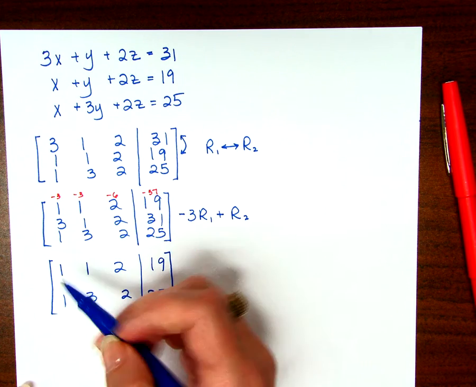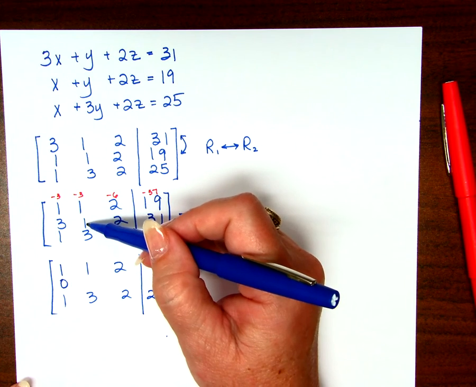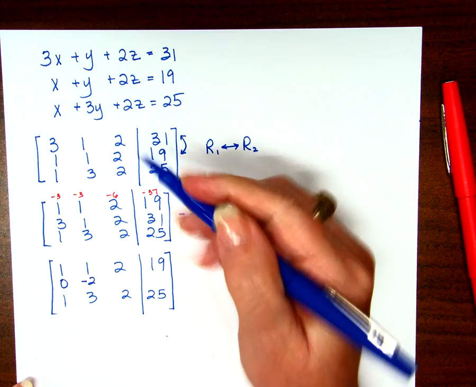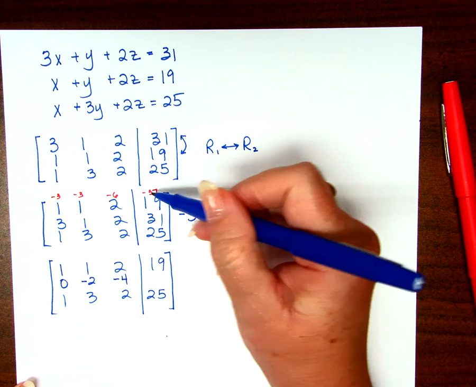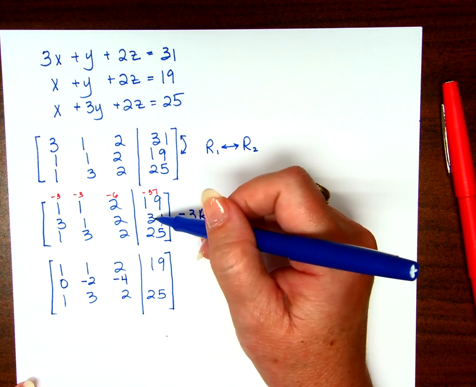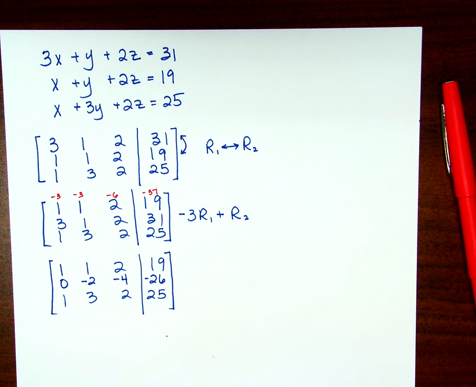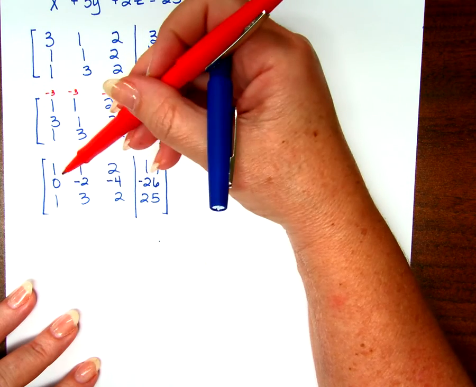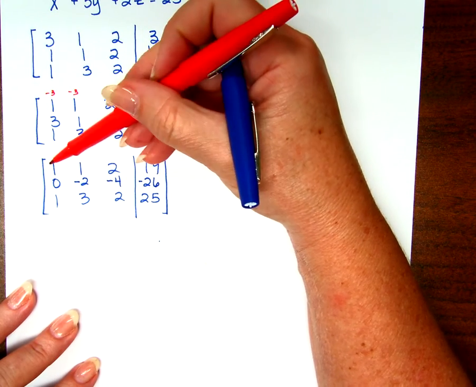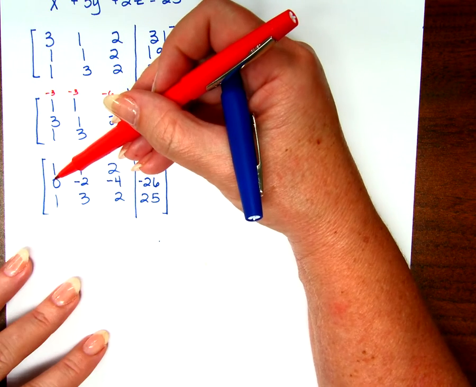So -3 and +3, 0. -3 and 1, -2. -6 and 2, -4. -57 and +31, -26, right? Okay. Now, tell me what I need again. A diagonal of 1s and all the rest zeros, right? So this is good and this is good so far, right?